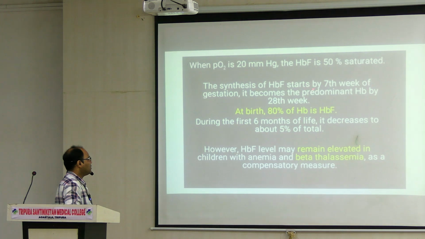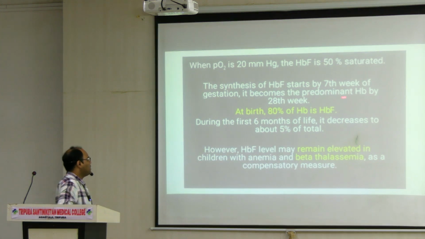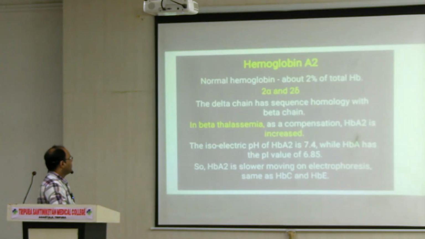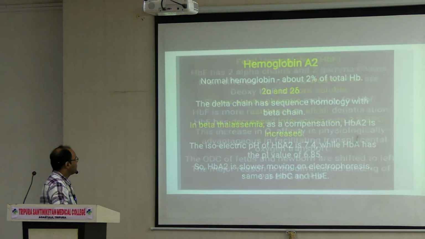Synthesis of HbF starts by the 7th week of gestation. It becomes the predominant hemoglobin by 22 weeks. At birth, 80% of hemoglobin is HbF. During the first 6 months of life, it decreases to about 5% of total. HbF level may remain elevated in children with anemia and beta thalassemia as a compensatory mechanism. This is already described in this topic.